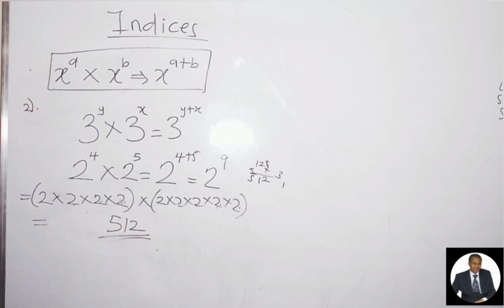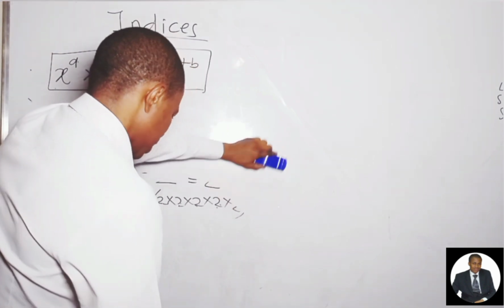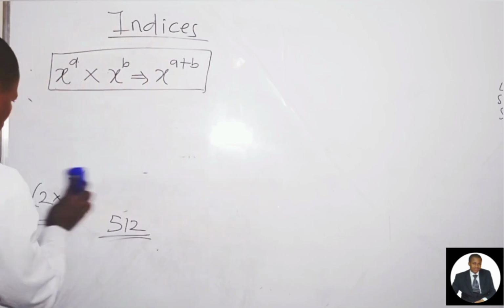So rule number 1: if we have the same base, and we have to multiply the indices, the exponents only add up. The exponents will only add up.